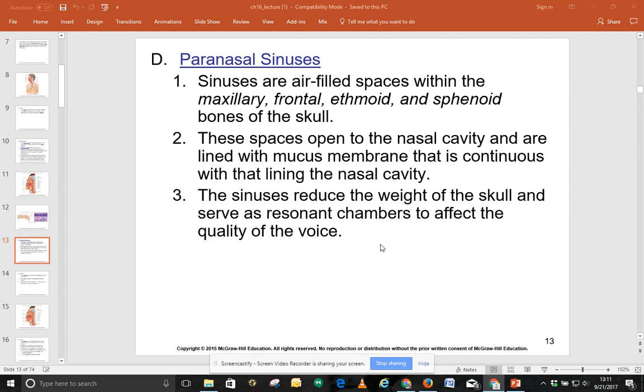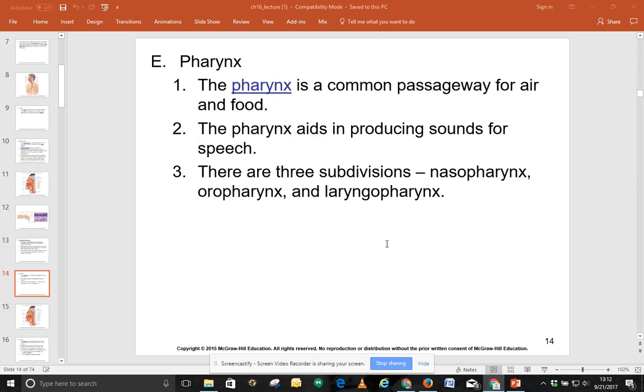As you've all probably had a cold or known someone that's had a cold, if you have a head cold, your voice changes. So it's all about the air movement, this is why your voice changes, basically. And your skull doesn't weigh an enormous amount because it does have some air cavities within it. The pharynx is the common passageway for the air and food.